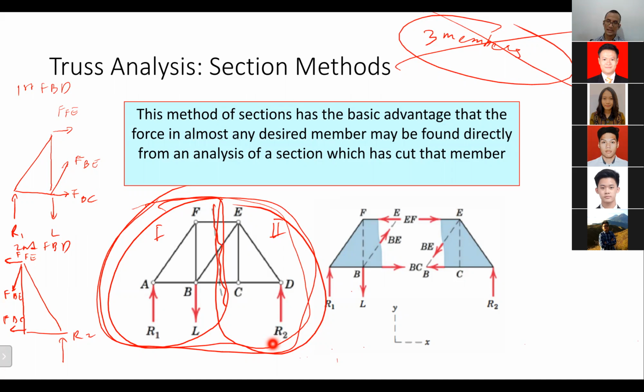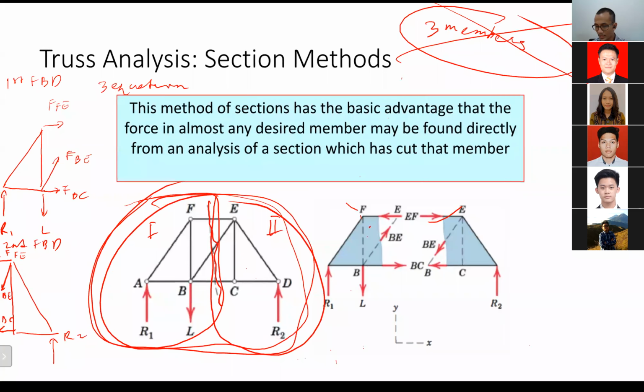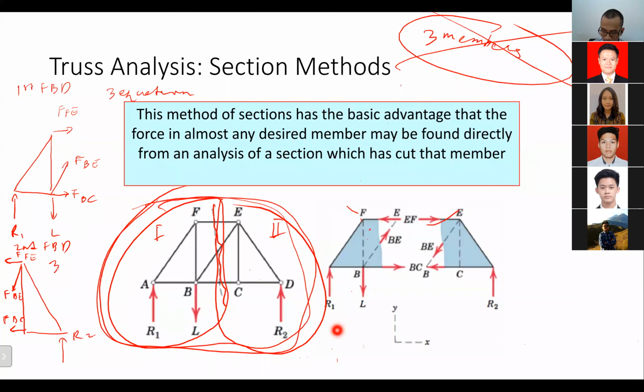We cut at the members that we want to find out. But you have to be very careful. Why you're supposed to be very careful is because the number of equations that we have is limited. 3 per free-body diagram. So from the first free-body diagram, we will be able to get 3 equations, and from the second free-body diagram, we will be able to get another 3 equations.